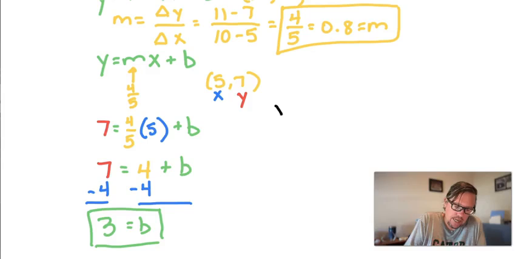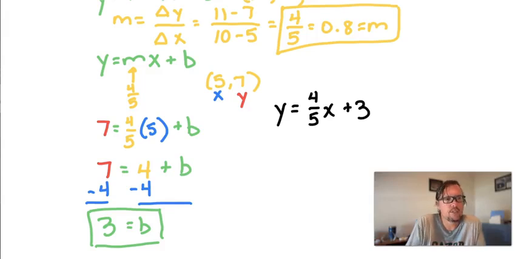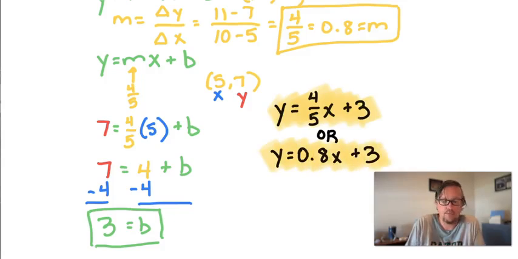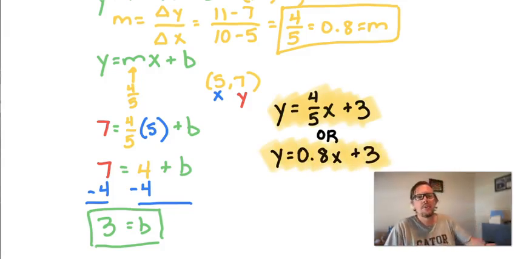So I'm going to write my answer as y equals 4/5 x plus 3, just because I like fractions in general, but it's totally fine and 100% correct to write it with the decimal slope as well. We're totally fine with decimals. Either one of those is a fantastic answer, either with the fraction or the decimal. 4/5 and 0.8 are the exact same number, so whichever one you like, they're both correct.